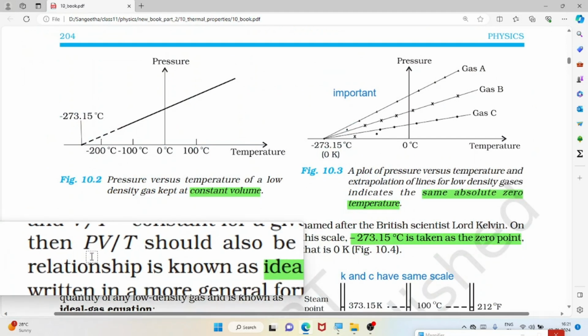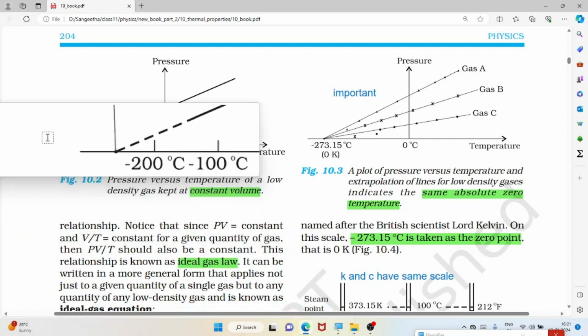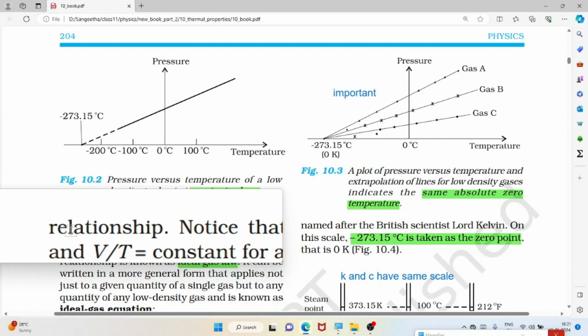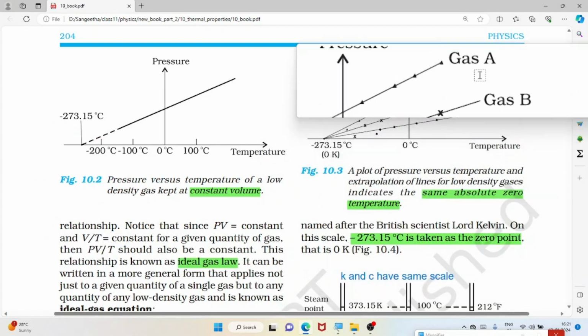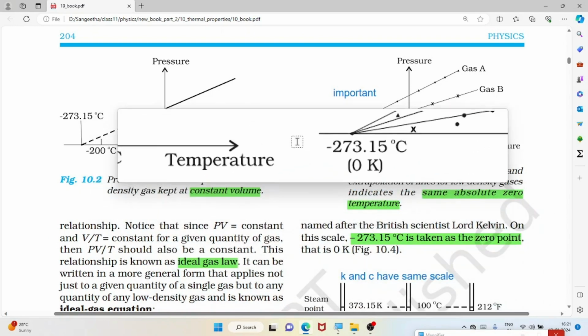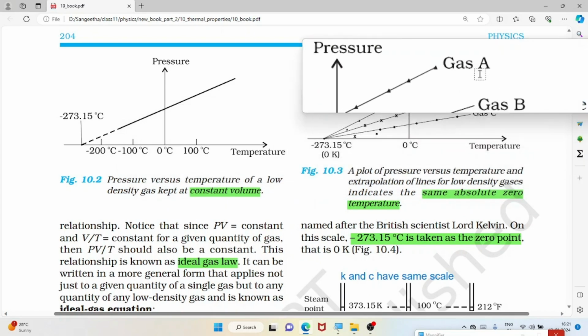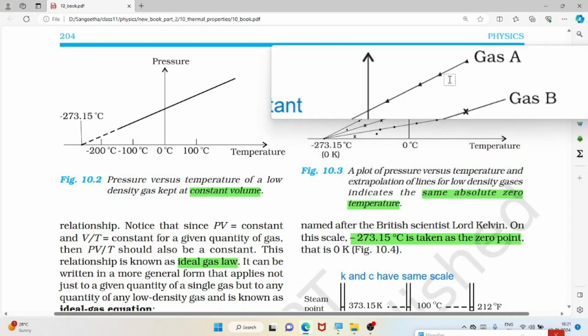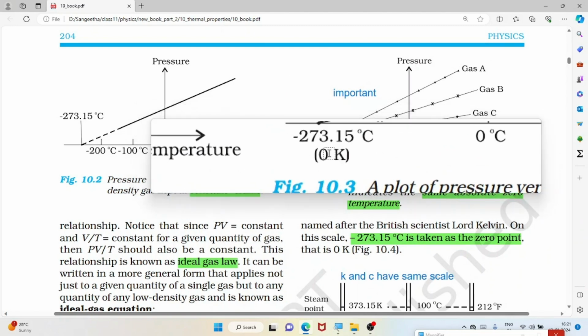So here is the pressure versus temperature graph of low density gases kept at a constant volume. It meets here, and that is the absolute zero. This is for the different gases. The important thing is that all the gases meet at one point, that is absolute zero. In the temperature versus pressure graph, all the lines meet at only one point. This is called absolute zero.